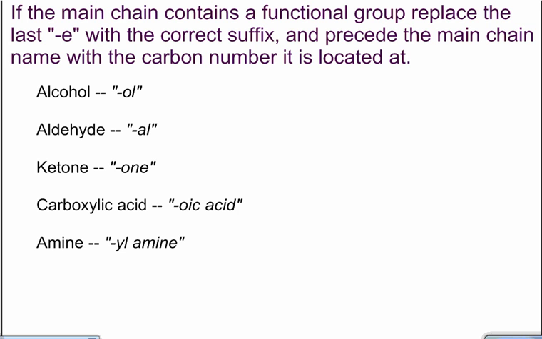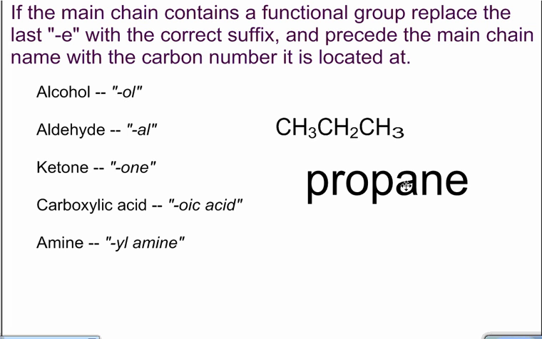Lastly, if a functional group is present on the main chain, use the correct suffix by replacing the last E in alkane, alkene, or alkyne with the correct suffix for whatever you're dealing with. So if a hydroxyl group is present, replace the last E. Like say you have propane, but one of these hydrogens is substituted instead with a hydroxyl group. Now it's no longer propane, it'd be propanol.